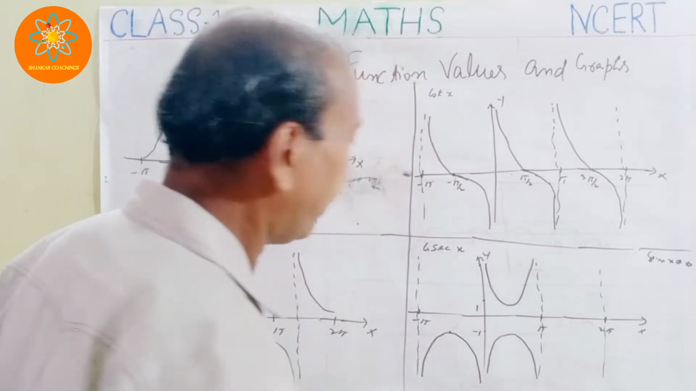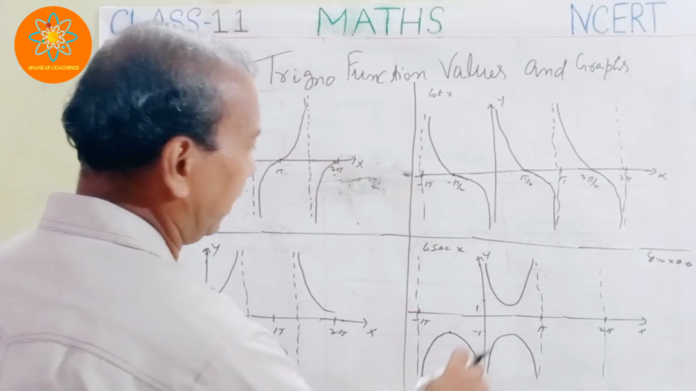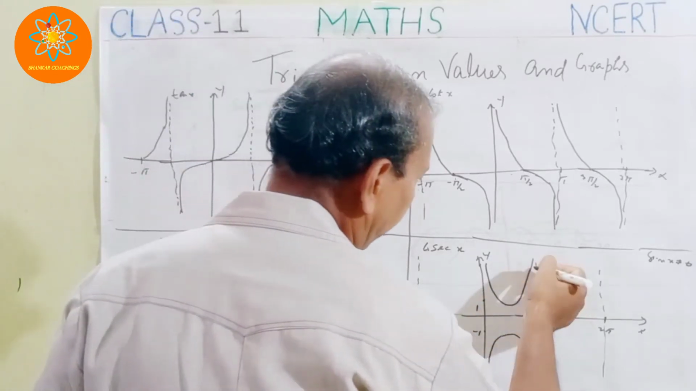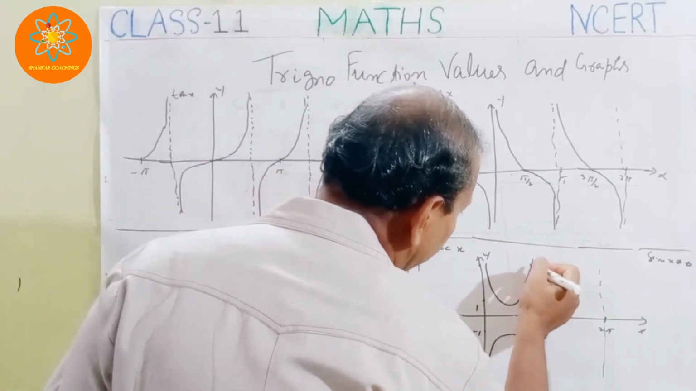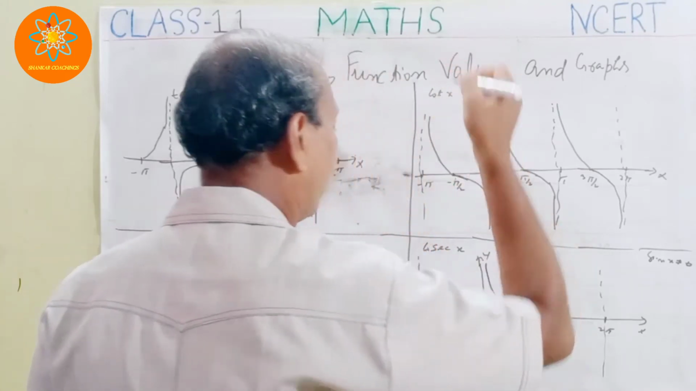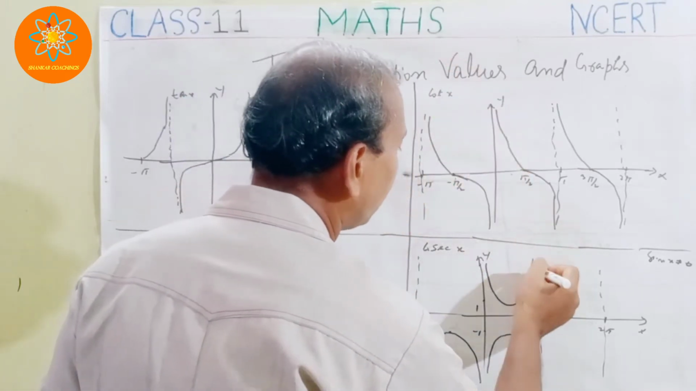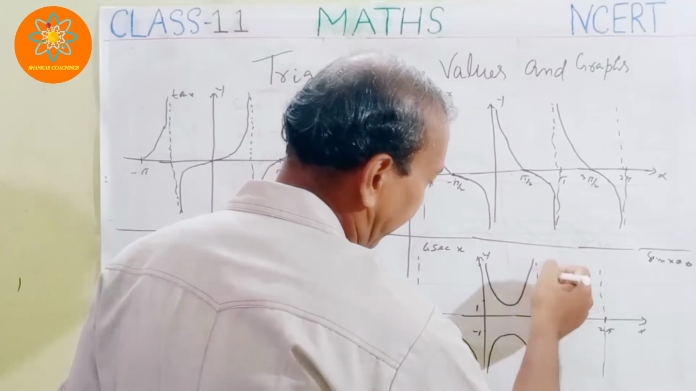See, the meaning of not defined is, suppose I say at this point is not defined, that means this curve is meeting at infinity. Infinite means parallel to that line.